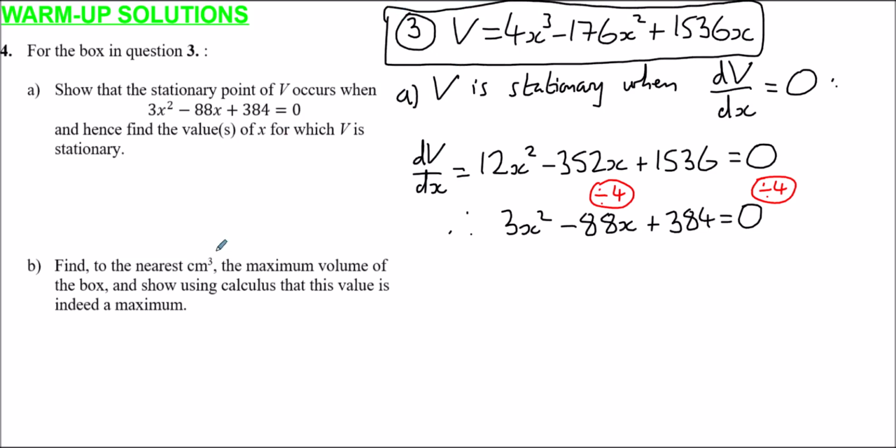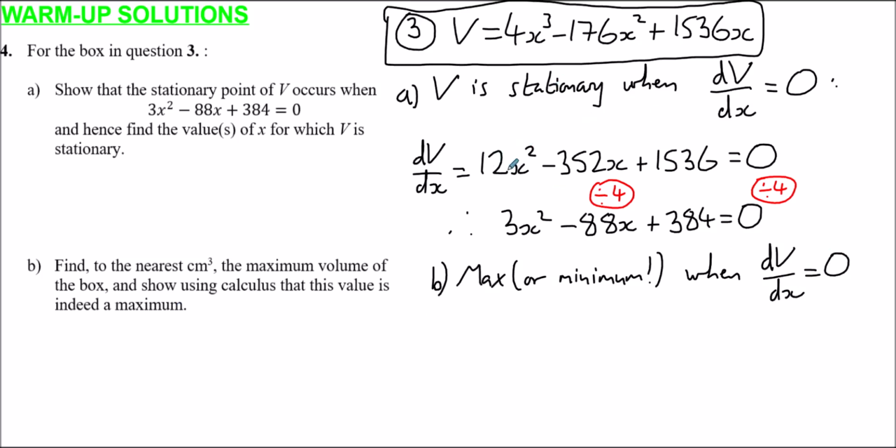Part B, it says find to the nearest cubic centimetre the maximum volume of the box, and then it's saying show using calculus that this value is indeed a maximum. So it's going to be at a maximum when dv by dx equals 0. So it's going to be at a maximum, or a minimum for that matter, when dv by dx equals 0.